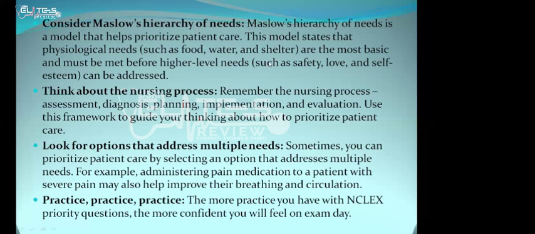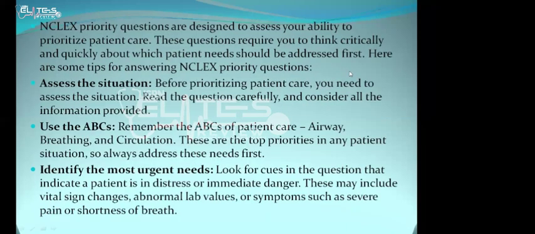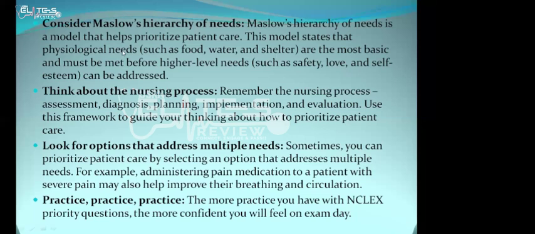They are prioritized over all of them. You can't do away with them. So Maslow's hierarchy of needs is a model that helps prioritize patient care. This model states that physiological needs such as food, water, and shelter are the most basic and must be met before higher level needs such as safety, love, self-esteem, and the rest can be addressed.